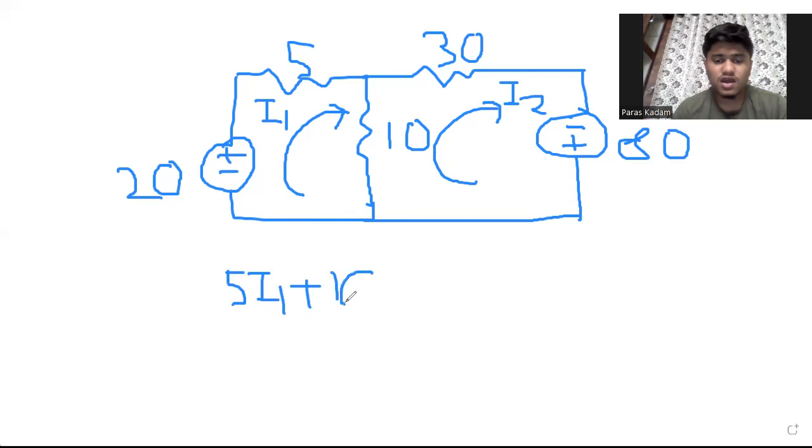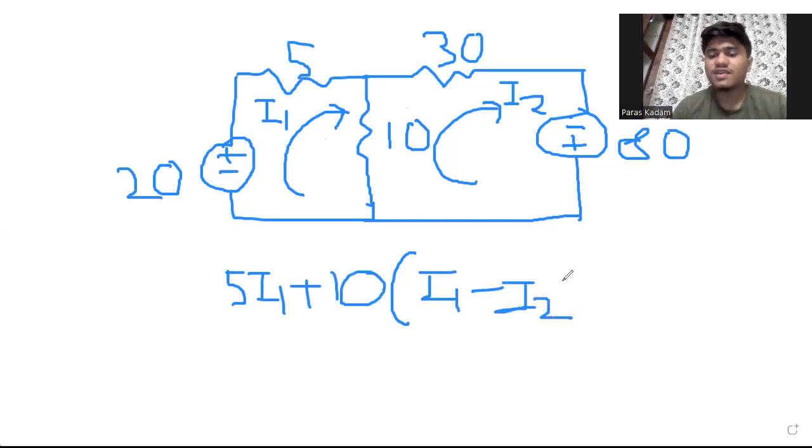plus 10. Now there is a twist. We can't write just I1 here because the 10 ohm resistor is common between two meshes. Through this 10 ohm resistor, both the currents I1 and I2 are flowing. But here we are considering the first mesh, so we will write I1 first. We will write I1 minus I2. We will subtract both the currents. Why are we writing I1 minus I2 and not I2 minus I1? The reason is we are taking the first mesh. If we were taking the second mesh, then it would be I2 minus I1.